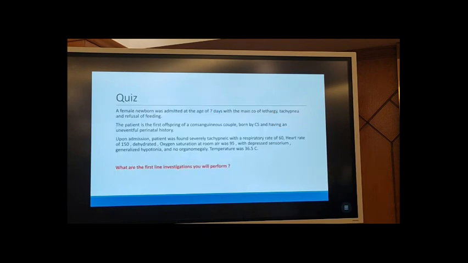Either metronidazole or neomycin. You don't give them together.